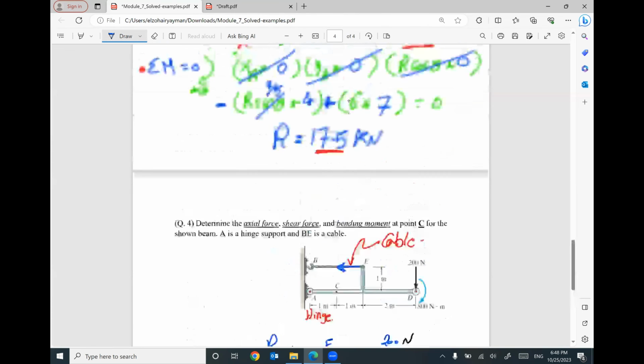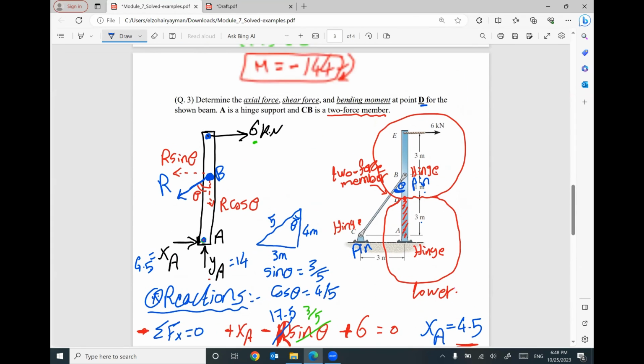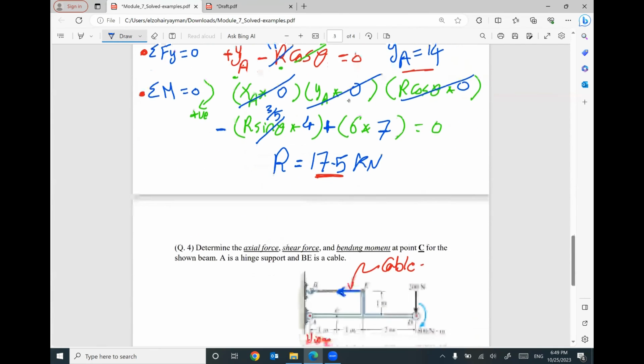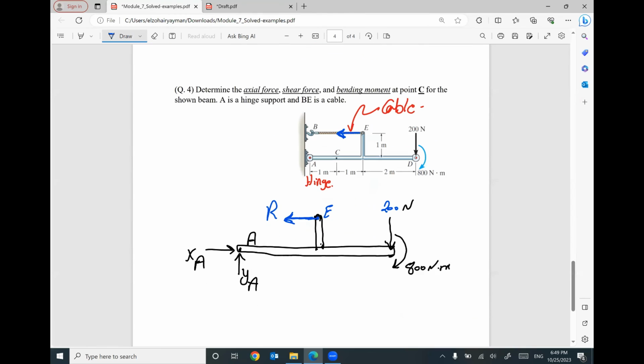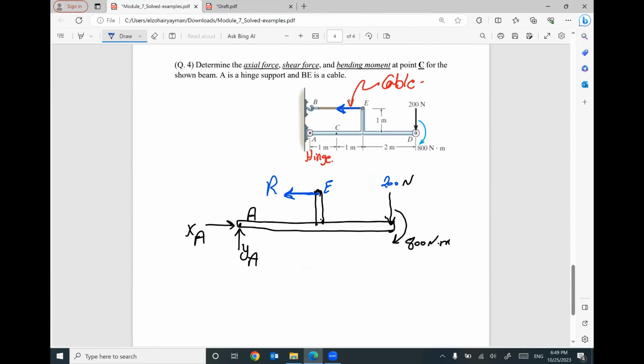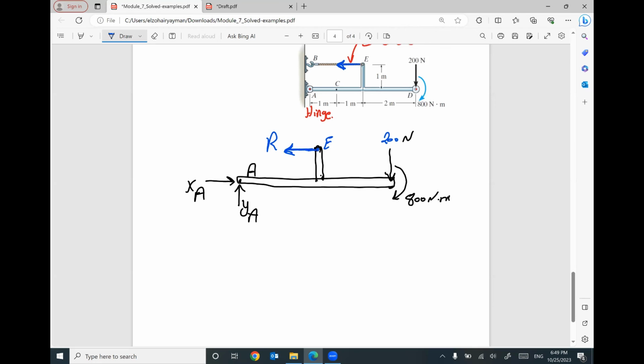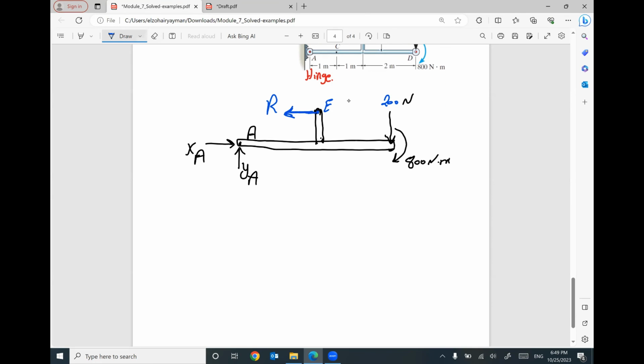So if you have a two-force member, go ahead and remove it and put one reaction in the same direction of this member. If you have a cable supporting your beam and you would like to figure out the reaction, go ahead and remove this cable and put one reaction in the same direction of the cable. Does that make sense? Then I can start to figure out these reactions by applying summation Fx equals 0, summation Fy equals 0, summation moment at any point equals 0.